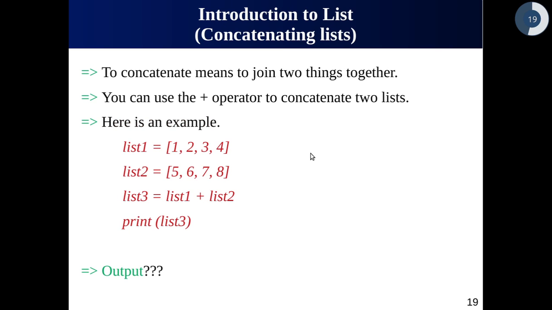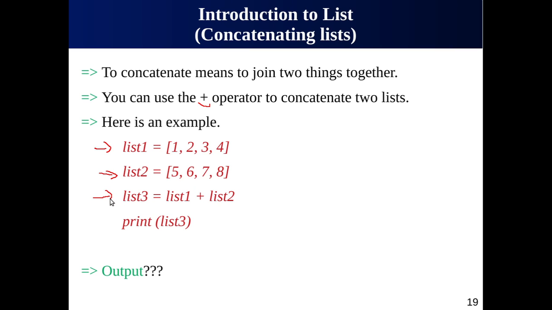Okay, list concatenation. Concatenation actually means combining two things together. And for that, you can use the plus operator. What does it mean? It means that you can combine two lists together to form one single list. And here is a simple example. Suppose you have two lists, list 1 and list 2. Both have 4 elements. You want to combine them.